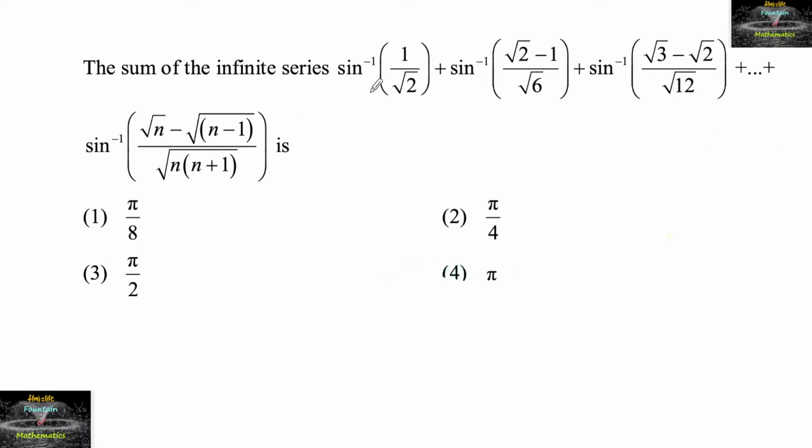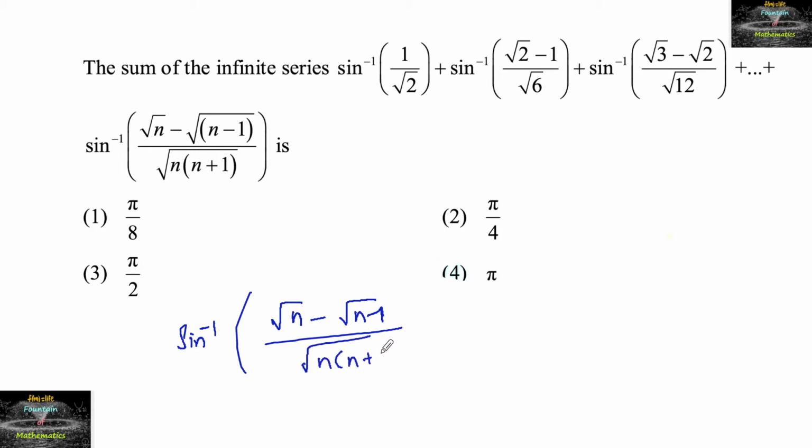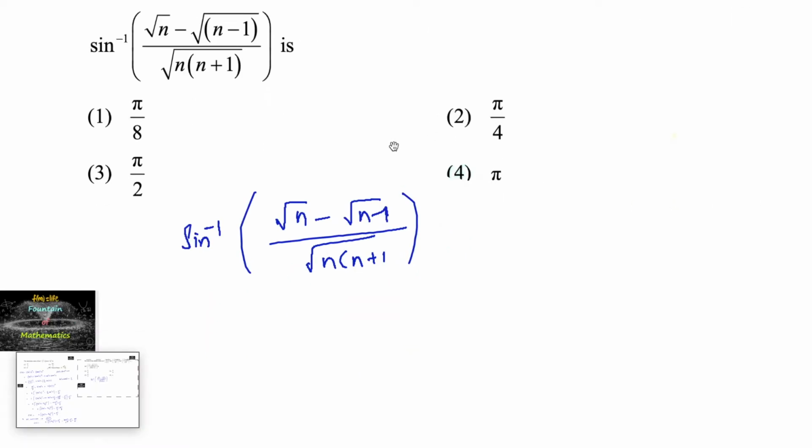The sum of the infinite series sin inverse of 1 upon root 2 plus sin inverse of (root 2 minus 1) upon root 6 plus sin inverse of (root 3 minus root 2) upon root 12 plus and so on, and its nth term is given by sin inverse of (root n minus root n minus 1) upon root of n into n plus 1. Its nth term, let's simplify this.